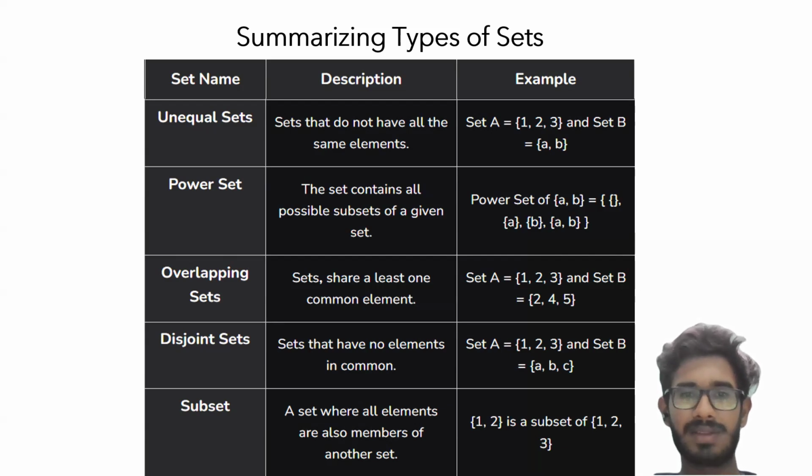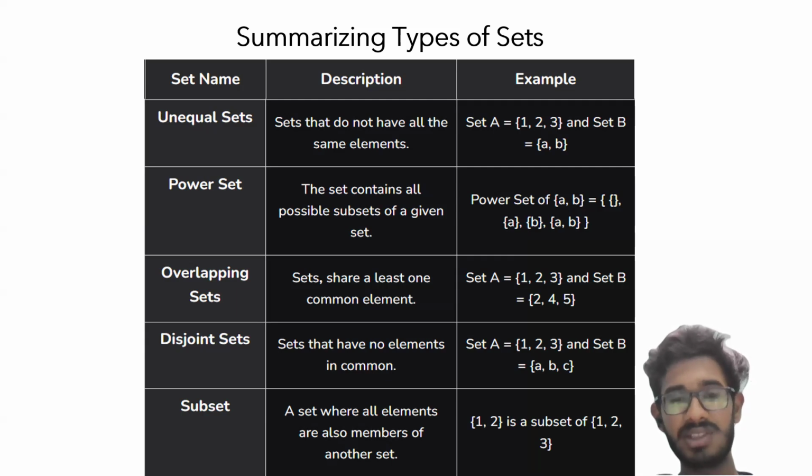Power set. This set contains all possible subsets of a given set. Power set of {a, b} equals a null set, {a}, {b}, and {a, b}. Overlapping sets. Sets share at least one common element. Set A equals 1, 2, 3, and set B equals 2, 4, 5. They have at least one element in common, that is 2.